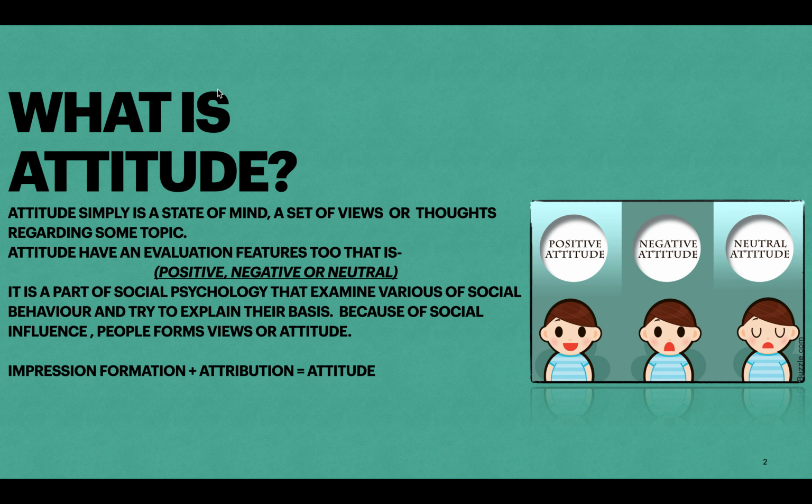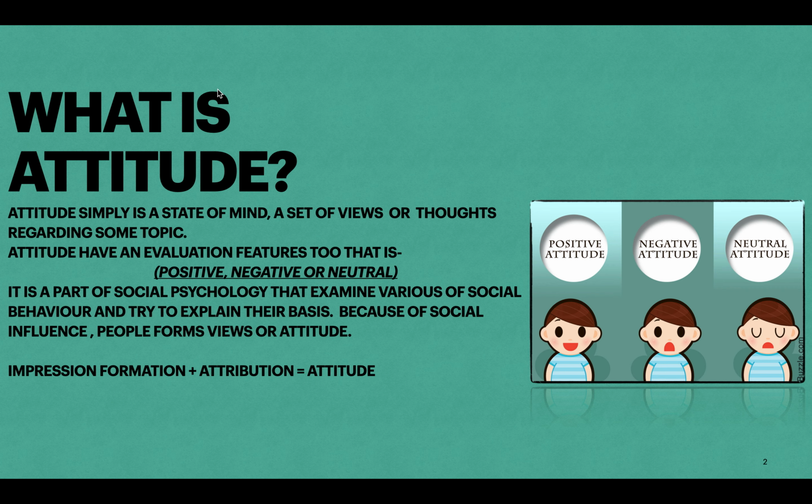Now attitude is basically a combination of two things: impression formation and attribution. If you say attitude is a combination of two things, impression plus attribution, the teacher will automatically get that the child is studying from books, because you know this thing. It's an addition of two simple things, impression formation and attribution. Impression formation is a small topic, and so is attribution.